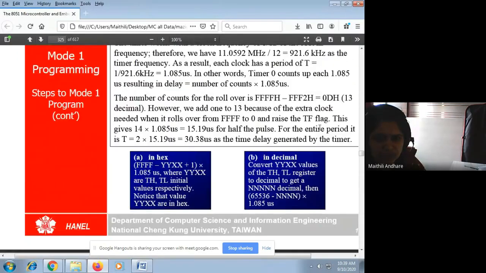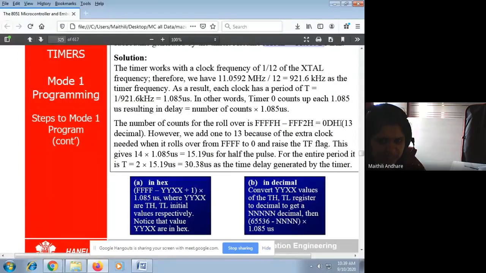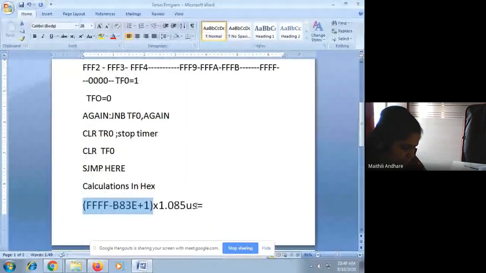First of all, I got the hex number as D. I have calculated it in decimal, it is 13. Then added 1, 14. Why is it calculated in decimal? Because we have to multiply with 1.085 microsecond. So whatever hex value you are getting, you have to convert it into decimal. Okay, so do it.